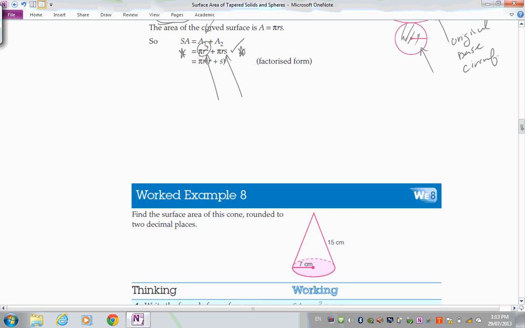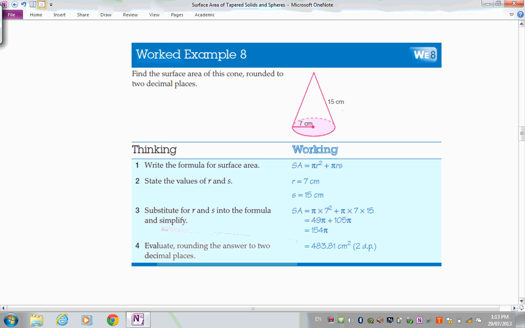Okay, come down and let's see it in action now. Here is your cone.